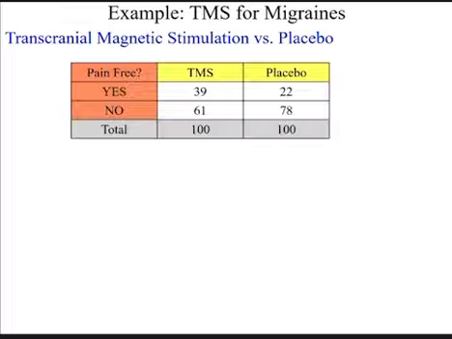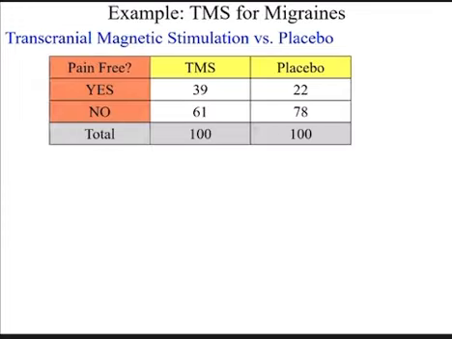Now please pay attention. If I'm going to do analysis of categorical variables, how will my data look? Your data is going to come in the form of a table. Take a look at this. This one will be the predictor. The predictor is categorical: either you are given a treatment or you are given a placebo. And the response is also categorical: either you are pain-free or you are not pain-free.